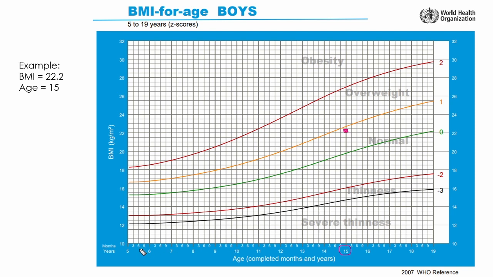Now we will still use this chart to interpret the BMI of children 5 years and up. The method of calculation is still the same as with the adults and teens, but the interpretation is just different.